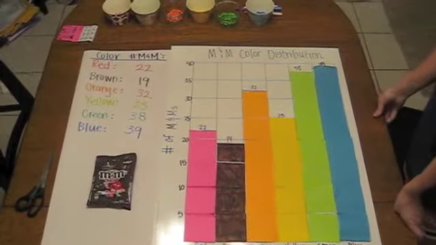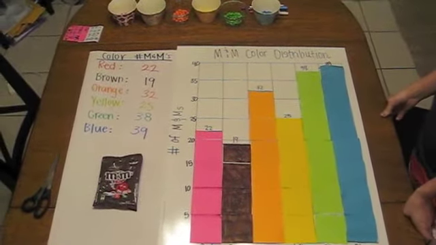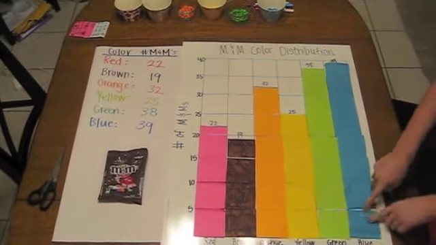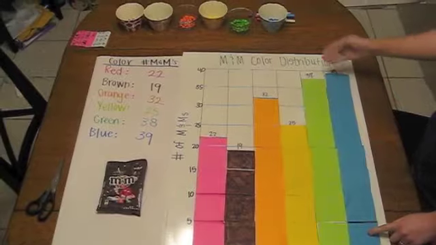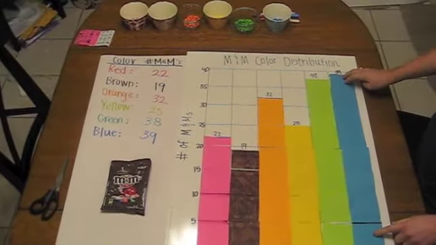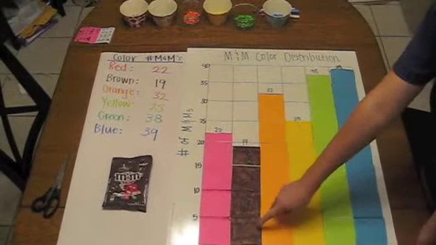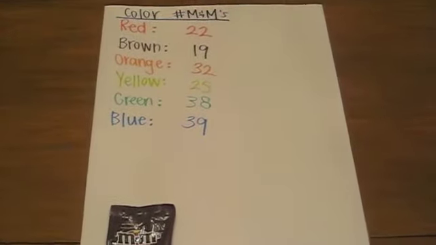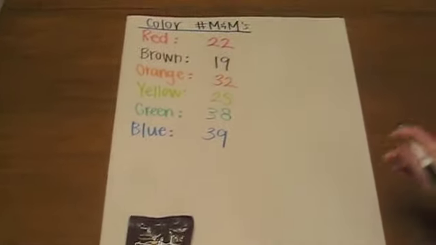Now that we have our completed bar graph, it's really easy to look at the color distribution and analyze our data. So blue with 39 we can see had the most, and then brown had the fewest M&Ms in the bag. The first step to making a circle graph is to first find the total.